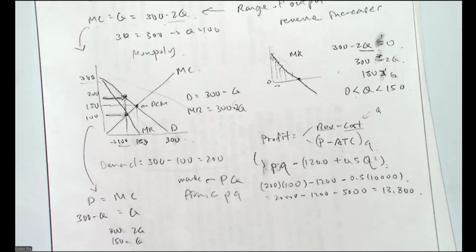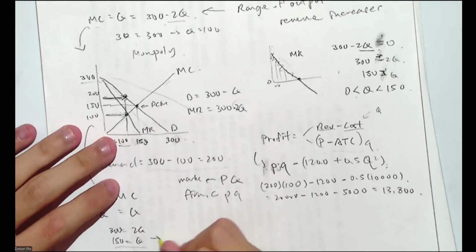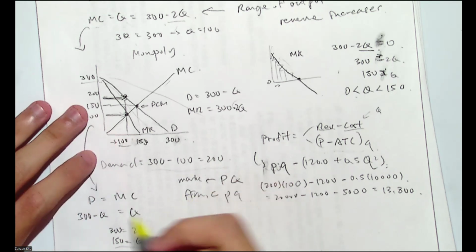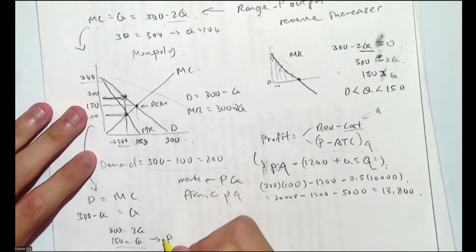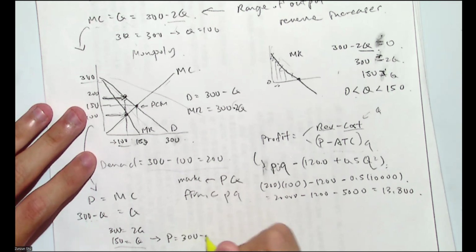There you got the quantity, and you also get the price, because remember, price is just equal to 300 minus Q. 300 minus 150 is 150.